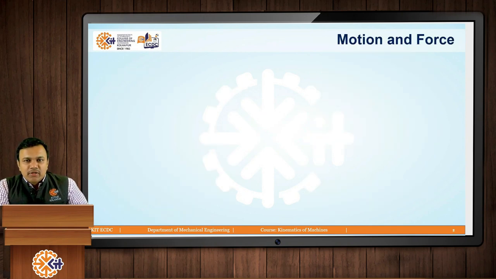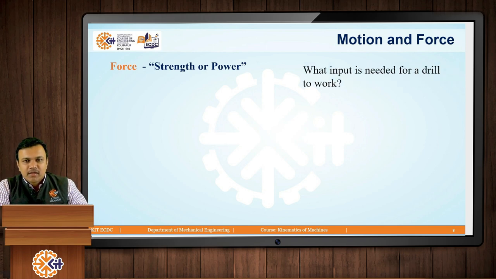Then we are going to discuss motion and force. So what is a force? Force can be strength or power. If I am talking about a linear translation, it can be arbitrarily defined as strength, and for angular motions, it can be defined as power.